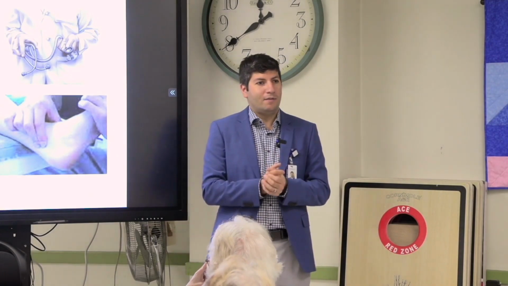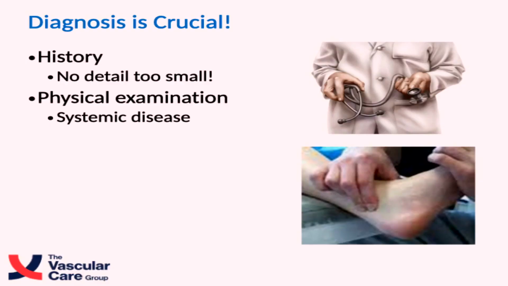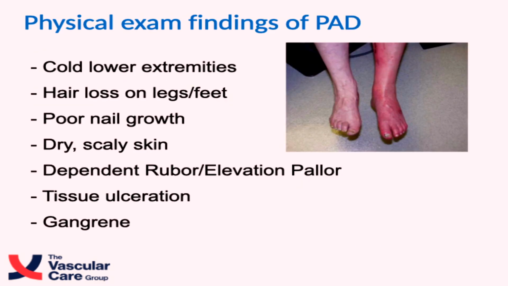So why is it important? How can we help identify it? There's really no detail too small. PAD is a systemic disease, so an exam by your primary care provider is very important as well. Things that we look for: if you find that your lower extremities are cold, you have diminished hair growth on the lower part of your leg, by your ankle, your feet, poor nail growth, dry, scaly skin, then this picture I put on is what's called dependent rubor, so dependent redness.